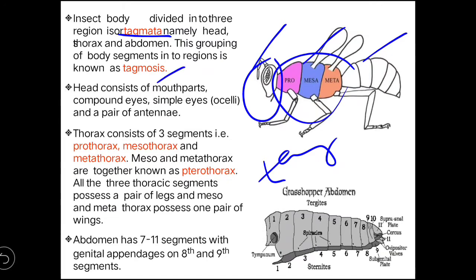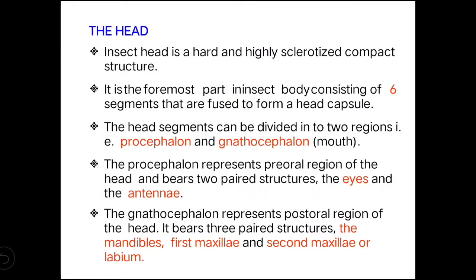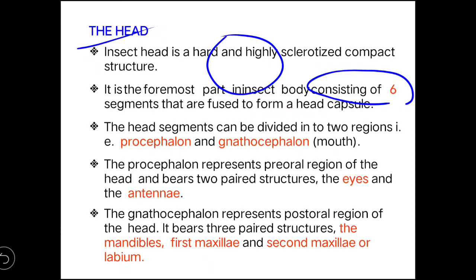Okay, then we'll see the head consists of mouth parts, compound eyes, simple eyes and a pair of antennae. Then the thoracic region we have already discussed, abdominal region also we have discussed. We'll see now the head. So the head consists of 6 segments. Always remember about the head, you have to write the head consists of 6 segments. Those segments fuse to form the head capsule.